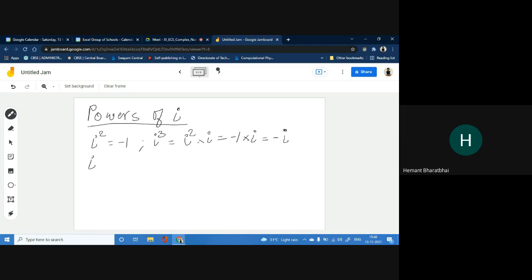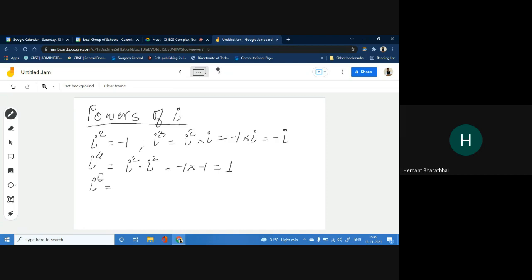So, i cube is nothing but minus i. Suppose if I write i raised to 4. So, i raised to 4 can be written as i square into i square. Now, i square is minus 1. So, minus 1 into minus 1. So, that is going to give me plus 1.